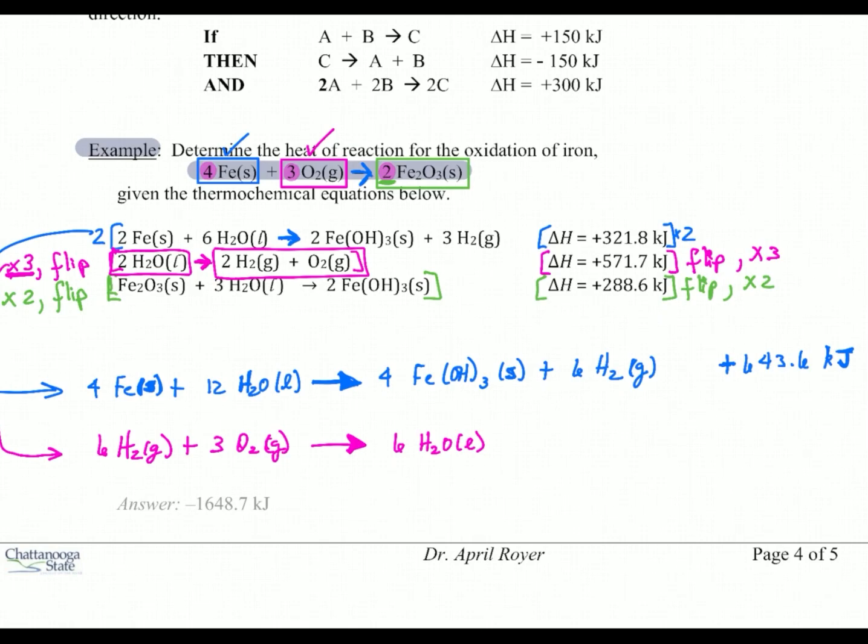And I'm going to scoot way over here. The delta H for this was 571.7 positive, but we flipped it, so it's now going to be a negative. And we multiplied through by 3. So that will be 1715.1 kilojoules. So again, because we flipped it over, we changed the sign from positive to negative, and then we also multiplied the reaction through by 3, so we had to multiply the heat value times 3.